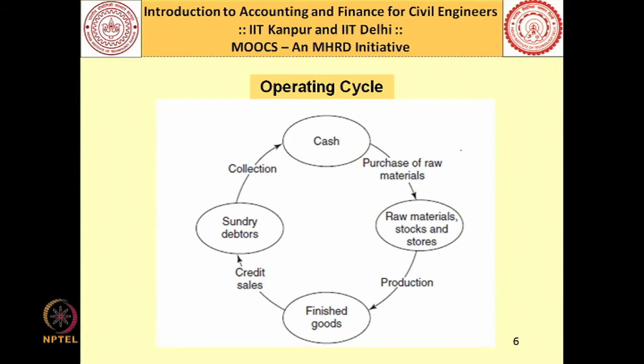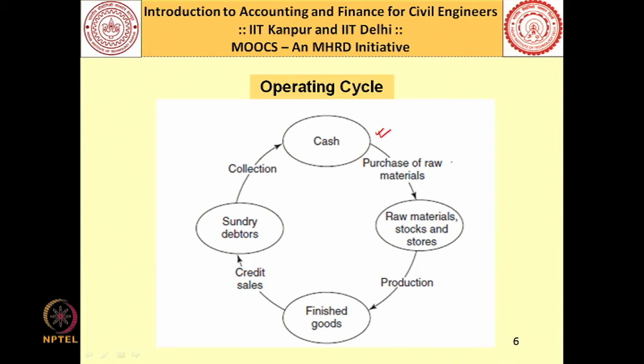Now, we will discuss what is meant by operating cycle. Sometimes this is also known as working capital cycle. Now, in any manufacturing industry, if you see, you start with some form of cash, you start the business with some cash.